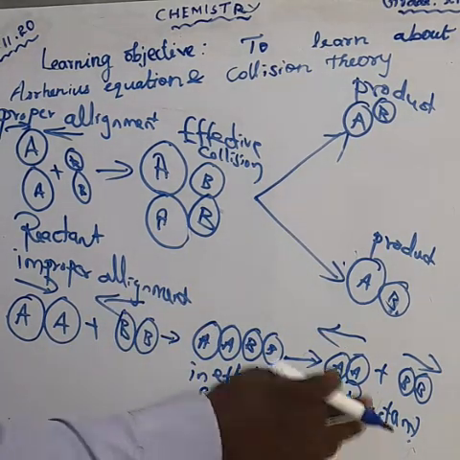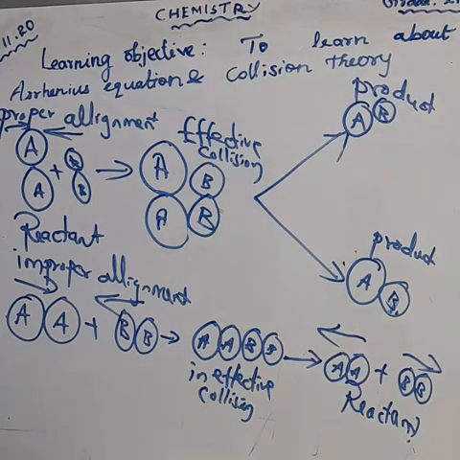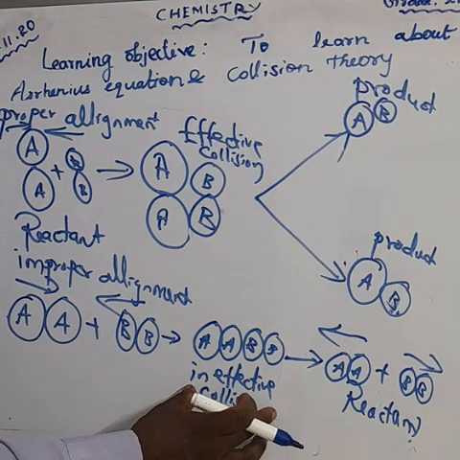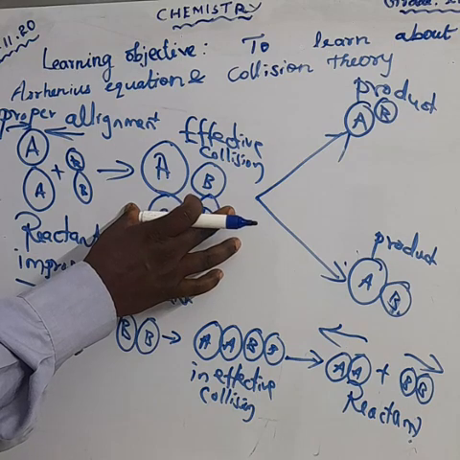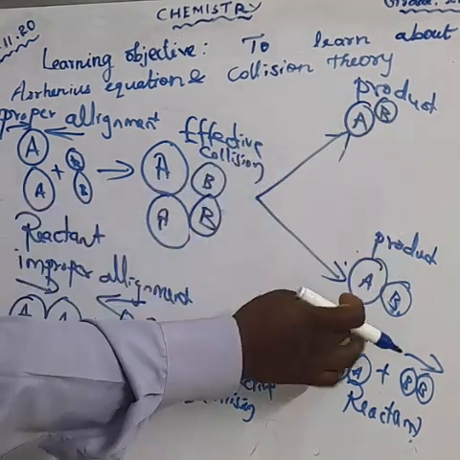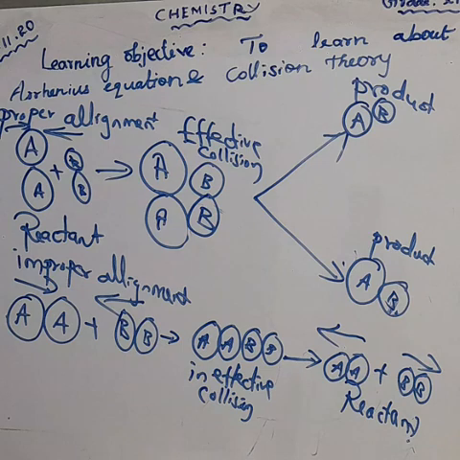So, we can say it is an improper alignment. We can say ineffective collision. This is the correct form, effective collision. Because we get AB product, AB product. So, can you say which one is the proper alignment? First one or second one? First one. Okay. So, that is about the orientation factors of the reactants.